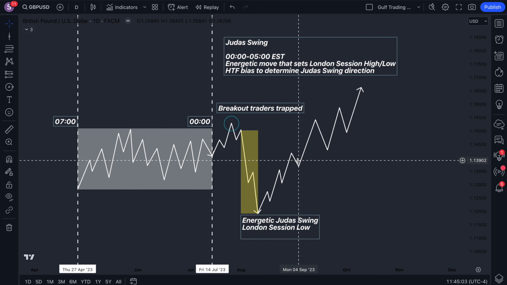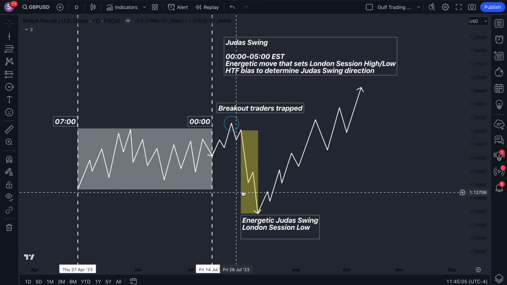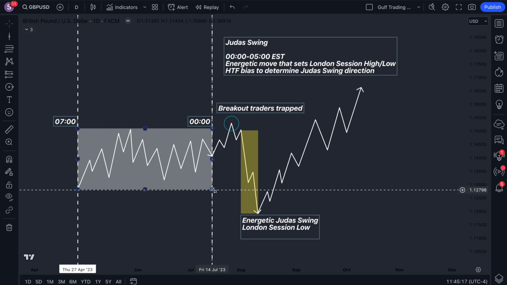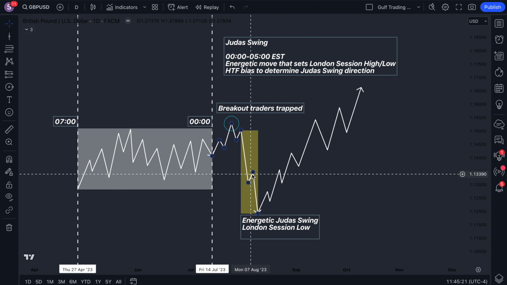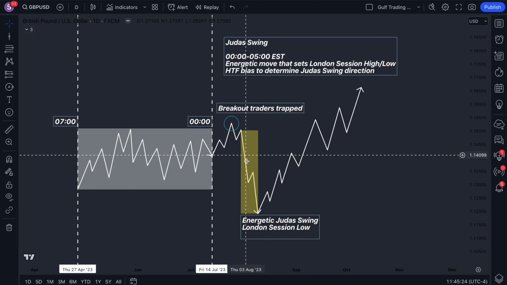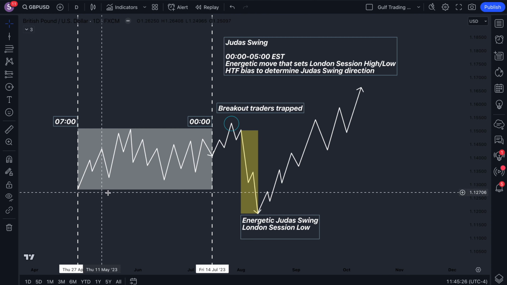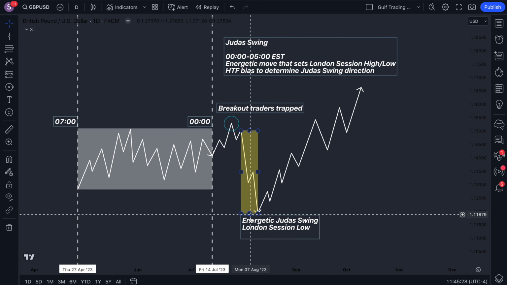That's something else ICT mentions. He says you're looking for a 20 to 30 pip push below the Asian range. Obviously, if you just get a tiny break below and close above, then that is also alright. But if you're looking for the best setups that ICT uses, you're looking for quite a decent push below, maybe to a PD array in the past, and then a reaction from that.